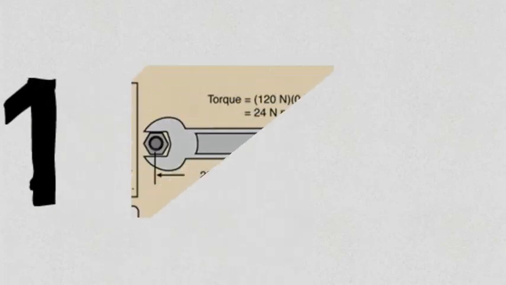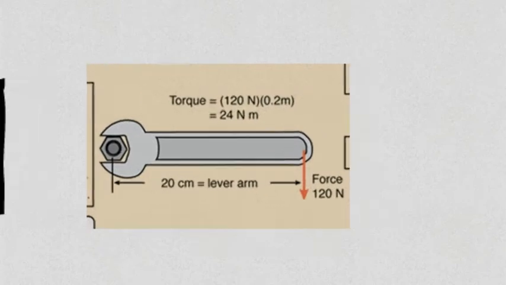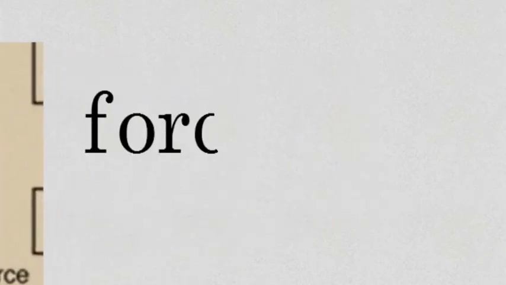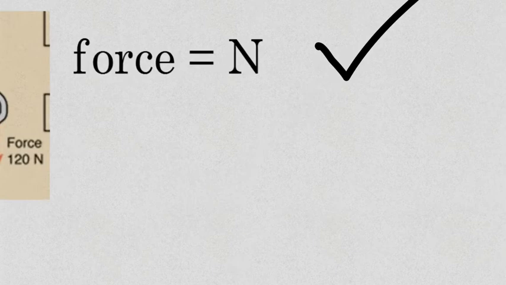Imagine that we have a wrench. In the first condition, there is a force exerted perpendicular to the wrench, where the magnitude of the force is 120 newtons and the distance from the axis is 20 centimeters. At first, we must check the units. The force is 120 newtons. The newton is already an international unit, so it is correct.